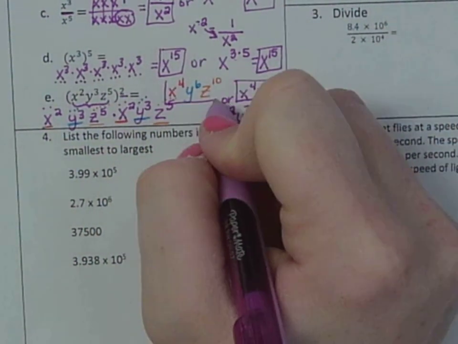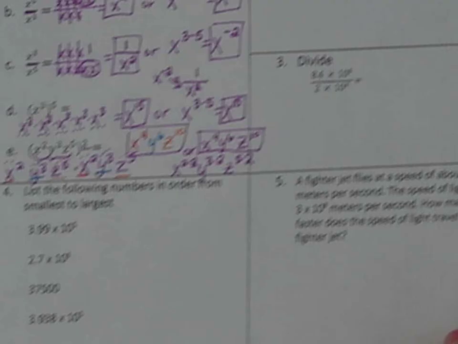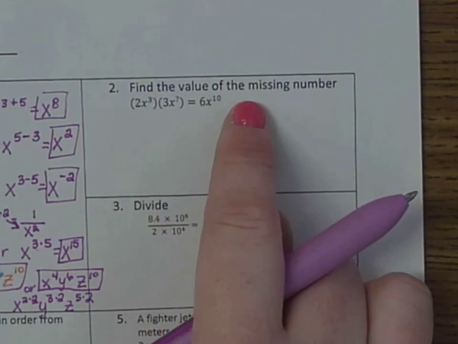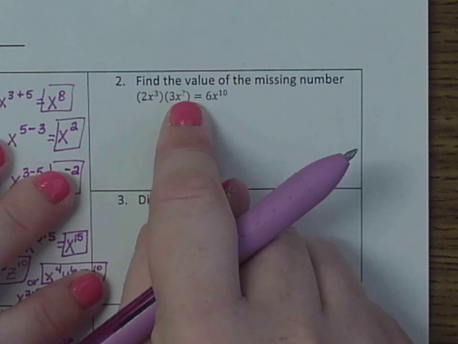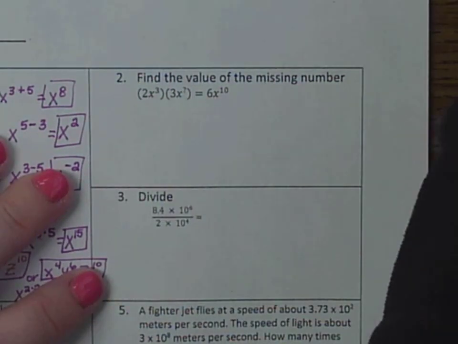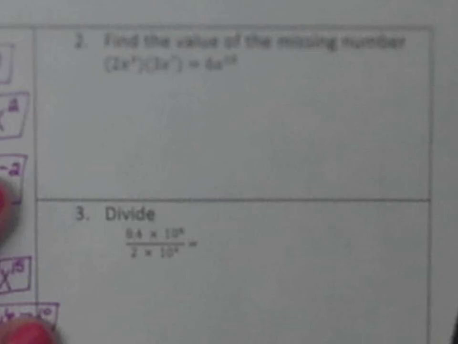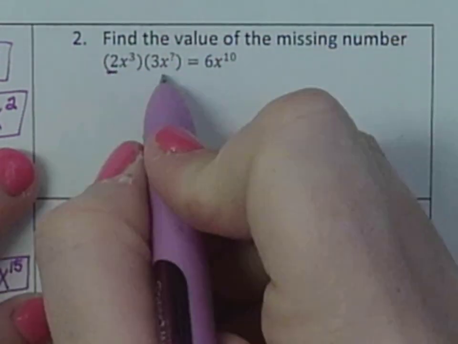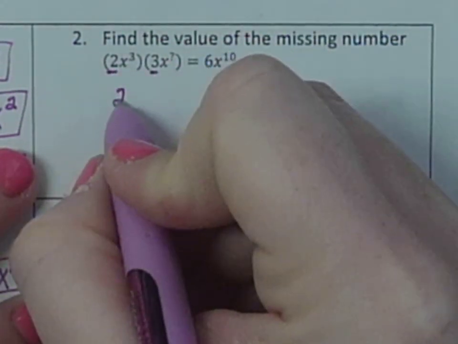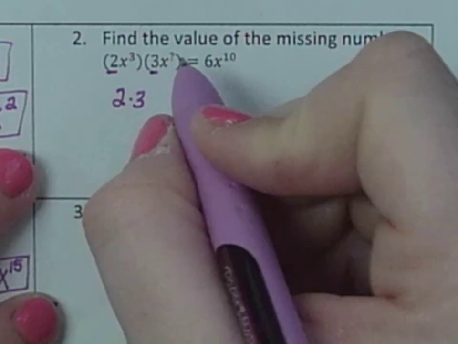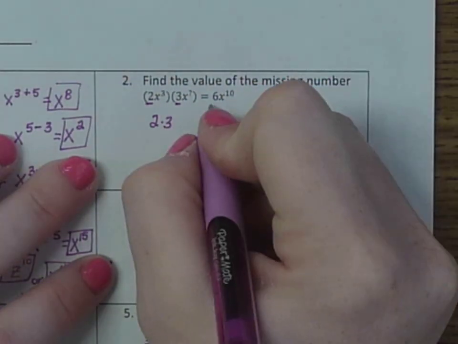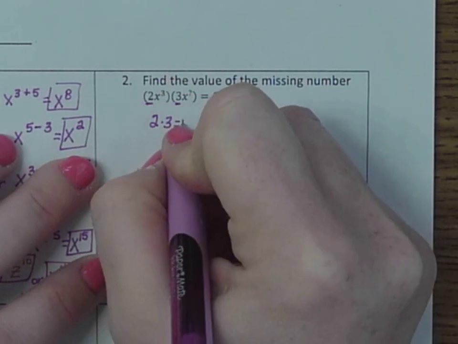Oh, and there's the last answer. Okay. All right. Now it says find the value of the missing number. There's a question mark right there. It's kind of hard to see on my document camera, but there is a question mark right there. So we know we always have to multiply the numbers. So 2 times 3, those are the coefficients, which gives us 6. So 2 times 3 equals 6.